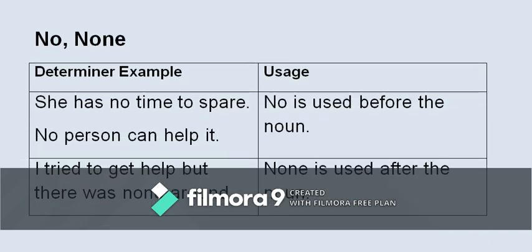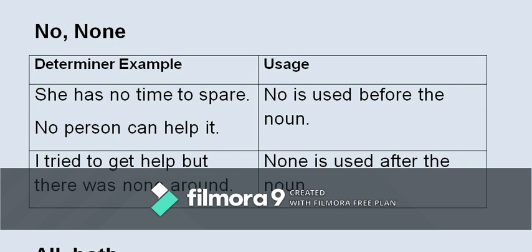She has no time to spare. No is used before the noun. Let us see, no and time. Time is the noun over here. No is used before noun. No person can help it. Let us see, person is the noun and no is used just before it.